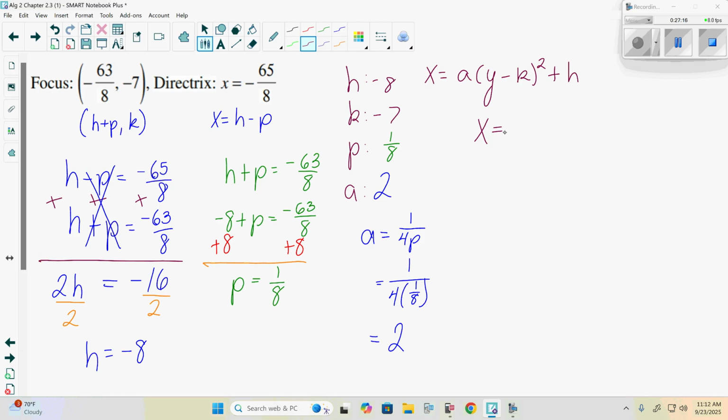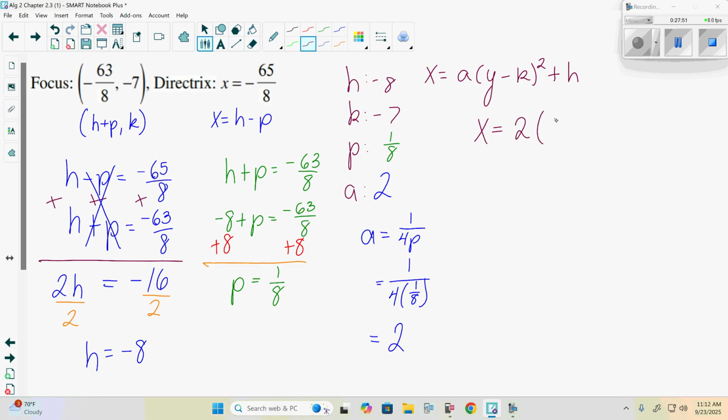Questions on how we found h, k, p, or a? Would we say this added a whole lot of extra stuff to this? A little bit. Added an extra few steps, but I wouldn't say it made it too much harder than what we've been doing. Because we added that one step, we set the two equations up, we add them. We get our value of h. We use it to find p, we use p to find a, and now the last thing we have to do is plug it back in.